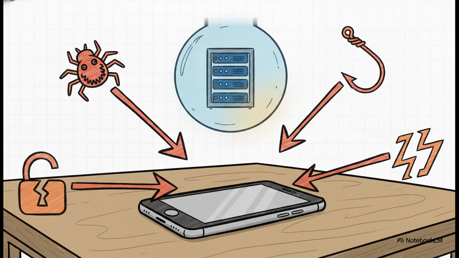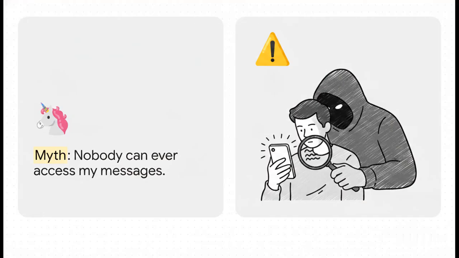And that means we really need to shatter a massive myth right here. People so often think, hey, I have end-to-end encryption, therefore absolutely nobody can ever access my messages. The reality is quite different. Encryption guarantees safe transit and safe servers, but if your phone is infected with malware, an attacker doesn't need to break the math. They can literally just read the message right off your screen after your own device legally decrypts it. You have to protect your physical device.